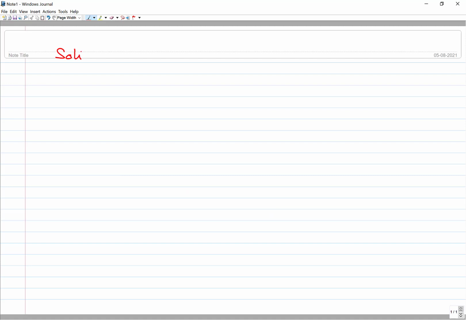Solid state joining. Okay, so primarily our focus will be on the joining of metals. Joining of metals. So, what are the different ways by which the metals are joined?